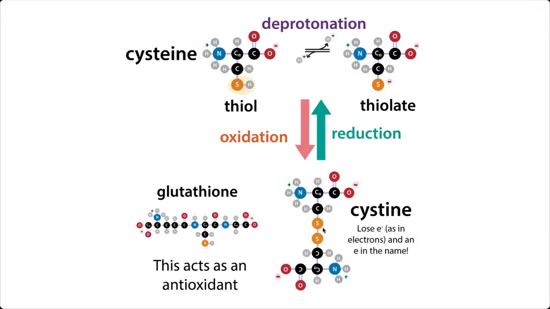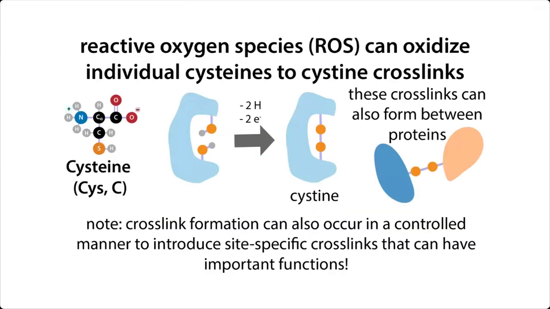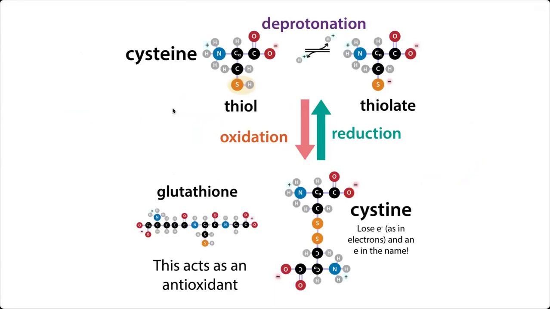So cysteines can form these crosslinks within a protein or between proteins, and this can be controlled, for sturdifying proteins, or it can be uncontrolled when you have reactive oxygen species happening. These crosslinks, sometimes called disulfide bridges, change what we call the cysteine. We go from cysteine to cystine. Basically, you lose the electrons and you lose the E in the name is how I remember it.